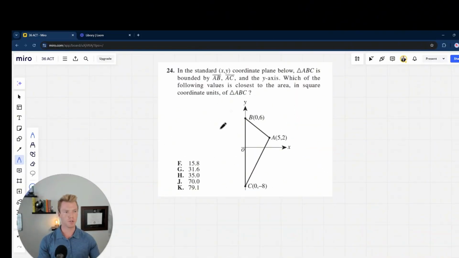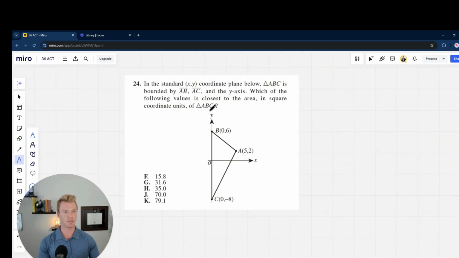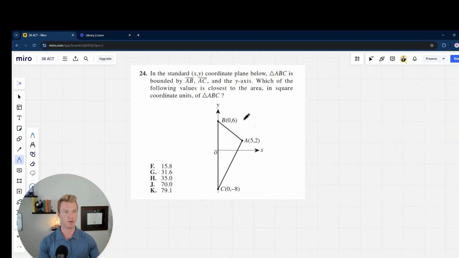So here we have a super common type of question on the math section. And this is a coordinate plane triangle type of question. We know this because it has a triangle and it has a coordinate plane, and it gives us some of the points of the triangle in actual coordinate units. They don't give us the length of the triangle or anything like that. They just give us these coordinate units. And it tells us, which of the following values is closest to the area in square coordinate units of triangle ABC?